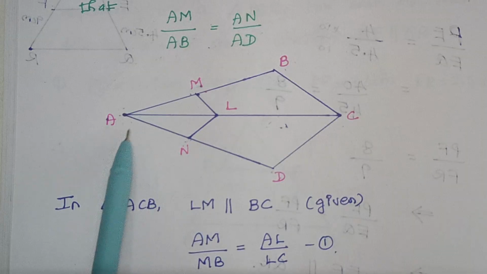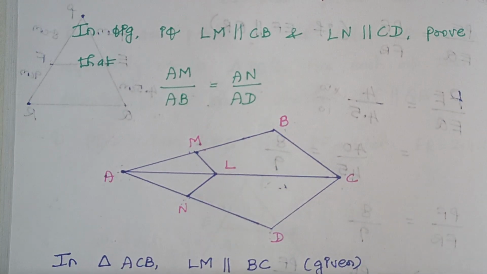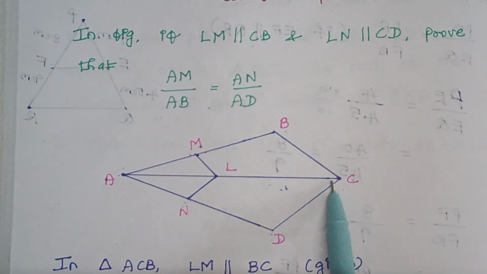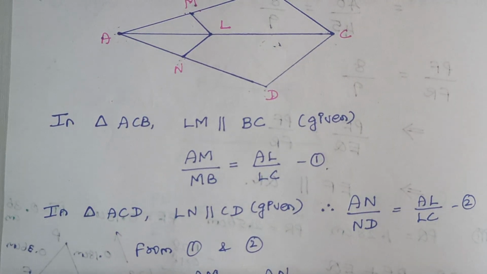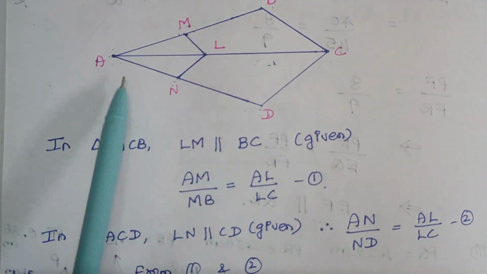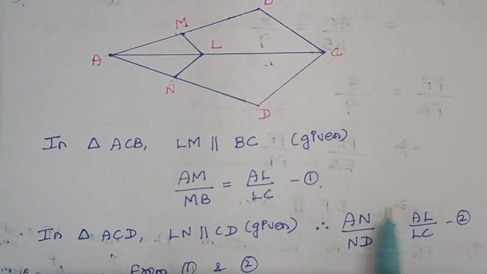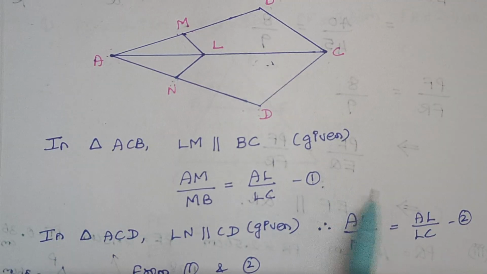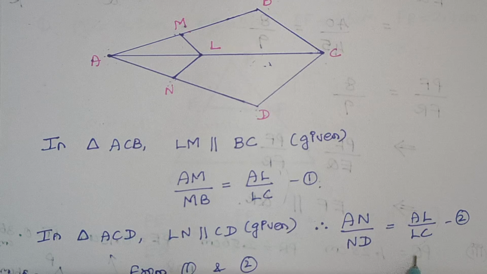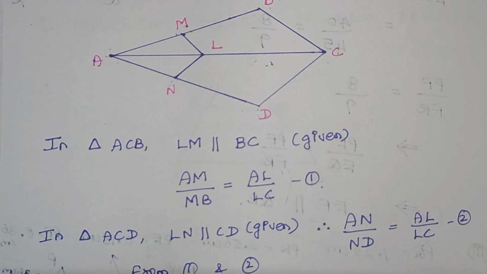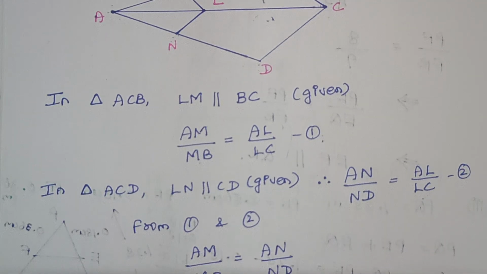Now we are going to consider this triangle ACD, and again you see it is clearly given, right? This LN is parallel to CD. So here again when you apply basic proportionality theorem, you see AN by ND is equal to AL by LC. Now when you compare equations 1 and 2, here you see, here also we have AL by LC and here also the same AL by LC. So this shows that AM by MB is equal to AN by ND.